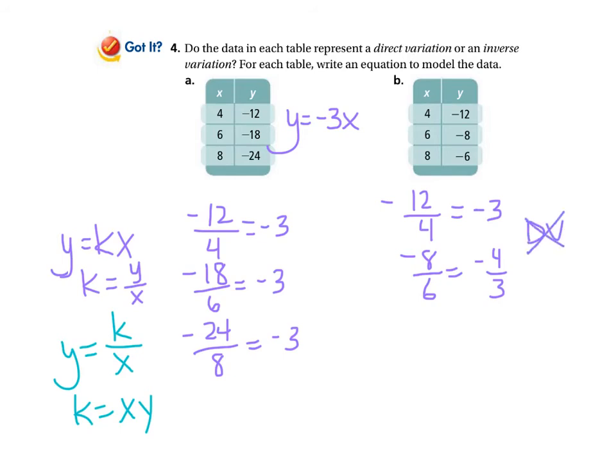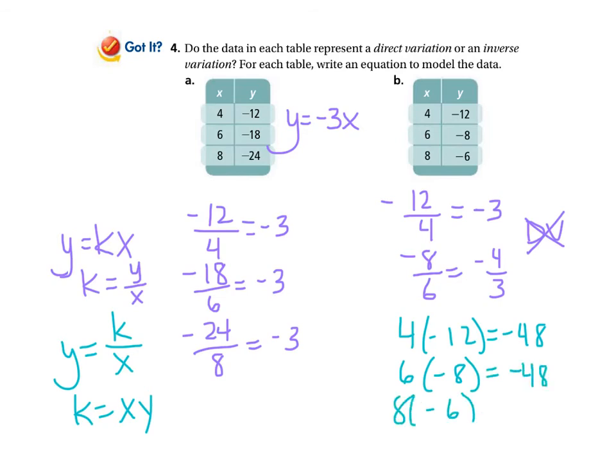Now I'm going to test out inverse. 4 times negative 12, negative 48. 6 times negative 8, negative 48. 8 times negative 6, negative 48. It is indeed an inverse variation. y equals constant of variation over x. And there you have it. Again, we could have direct, inverse, or neither on the ones we look at later on in class.